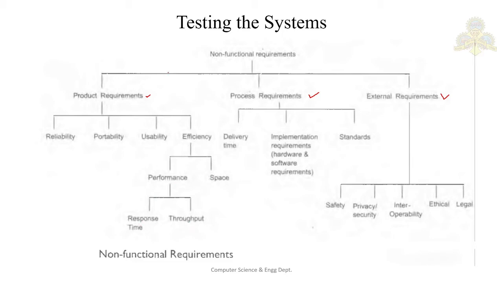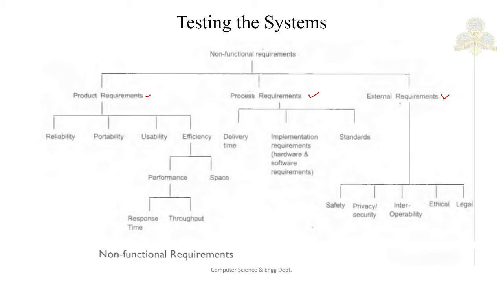So basically in the non-functional requirements, whenever the product requirement comes, we should check whether it is performing well, whether it is portable, whether your software is reliable, what is the throughput. All these factors come under product requirements. Next is process requirements. Here the delivery time, implementation requirements, and the standards. What are the standards you are following in your project? What is the delivery time of your project? All these things will come into the picture.